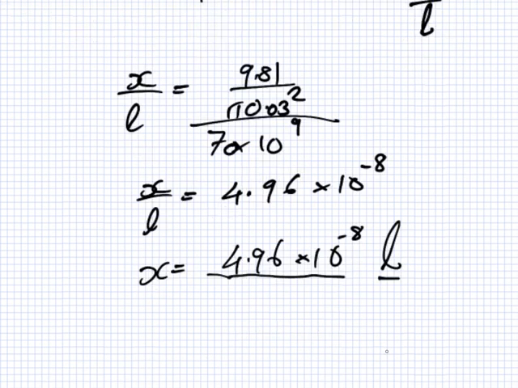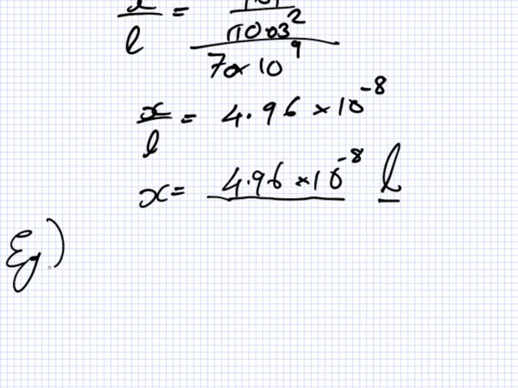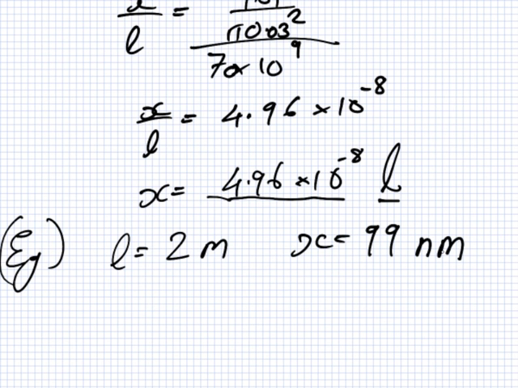So for example, if the length of the glass was, let's say some really tall piece of glass, 2 meters, then the x would be a tiny number. It would be a tiny 99 nanometers. My point here is that glass doesn't contract much. Not like rubber or something like that.